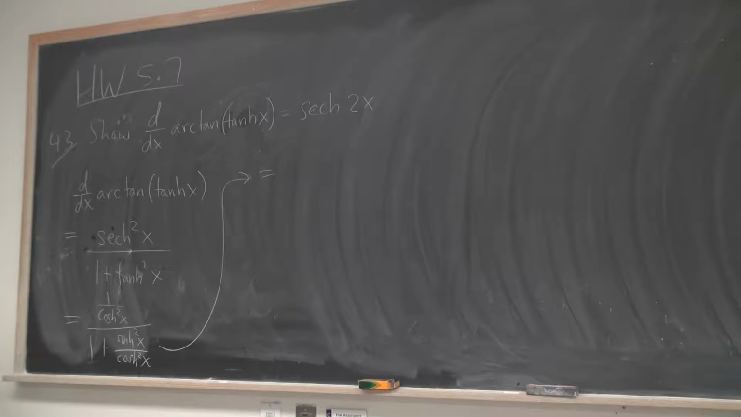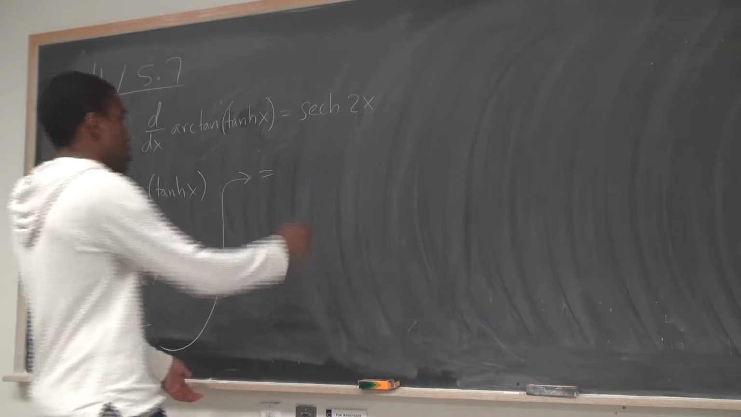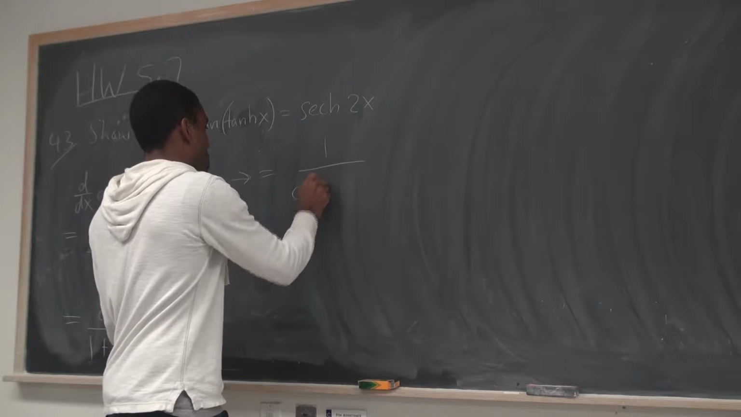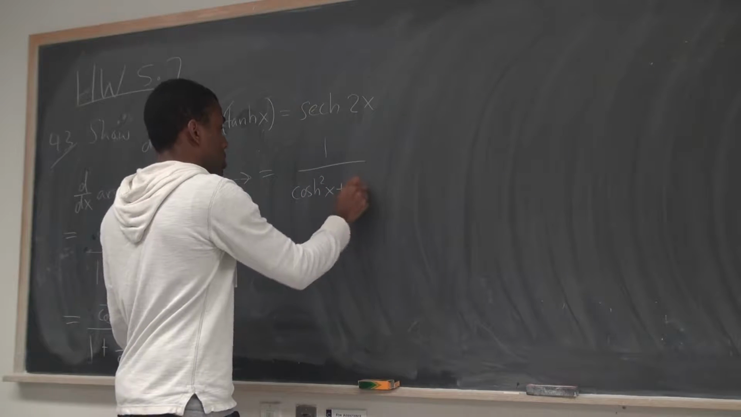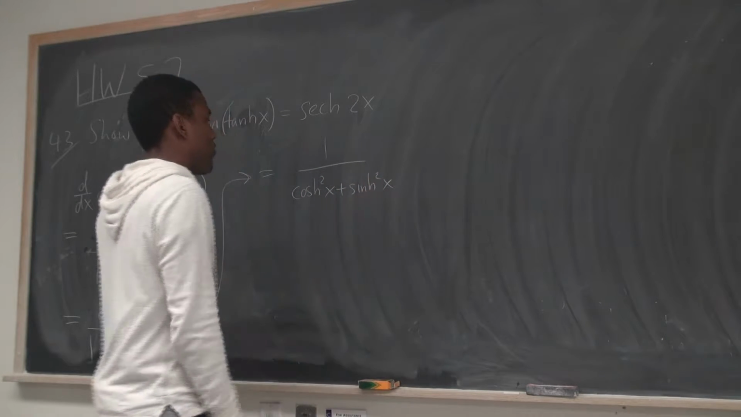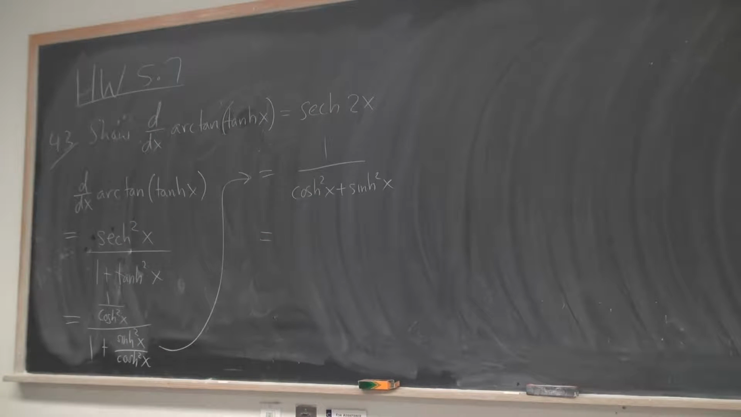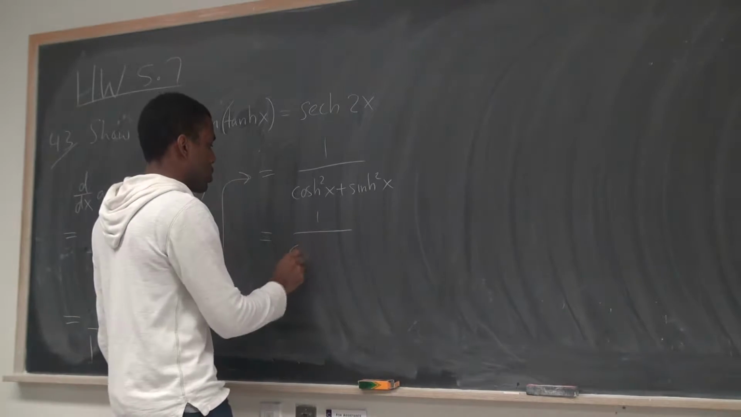And we get 1 over cosh squared x plus sinh squared x. Right, this is a complex fraction. The LCD is cosh squared, so I can multiply top and bottom by cosh squared. So I would get 1 over cosh squared x plus sinh squared x, and then a double angle from there. The denominator is cosh 2x. Right, there's a double angle formula.